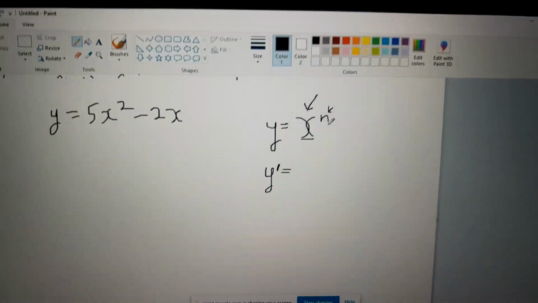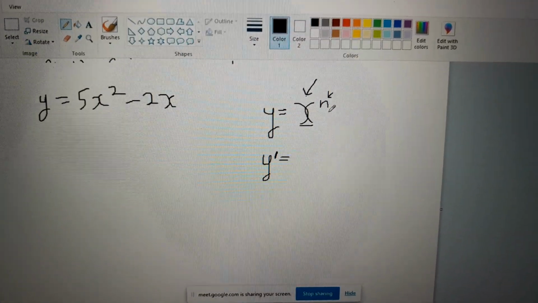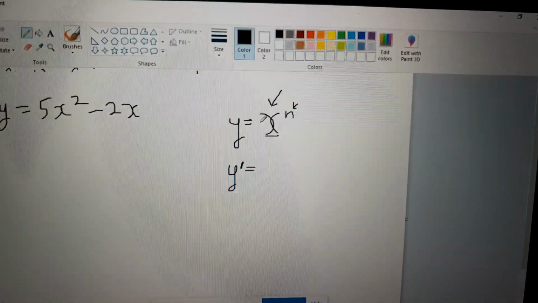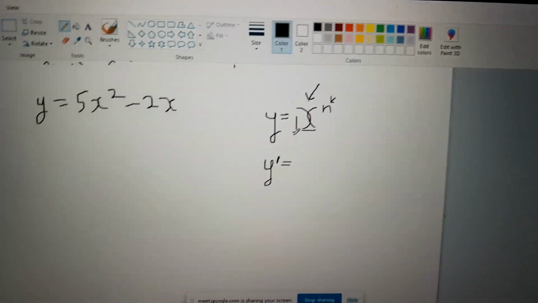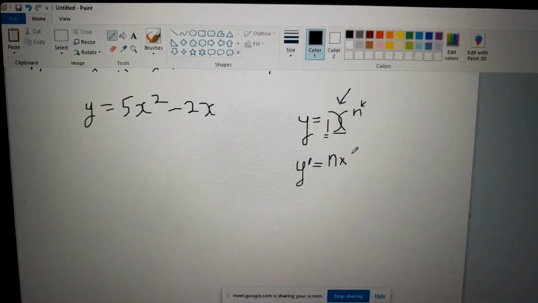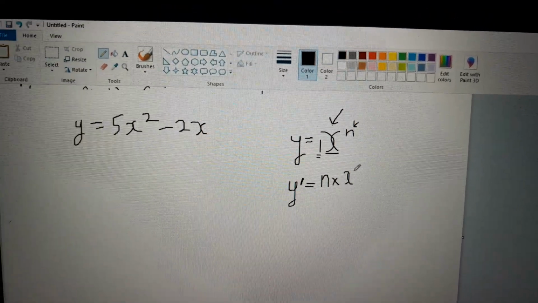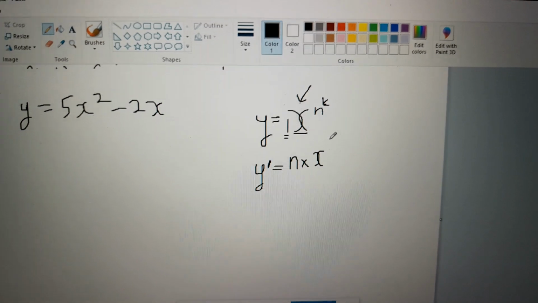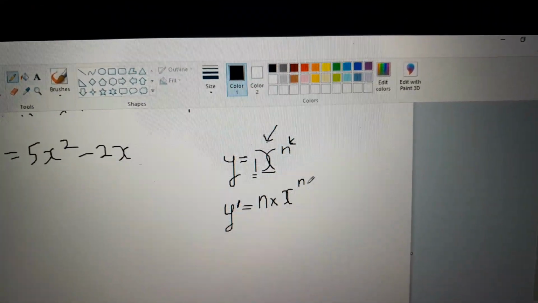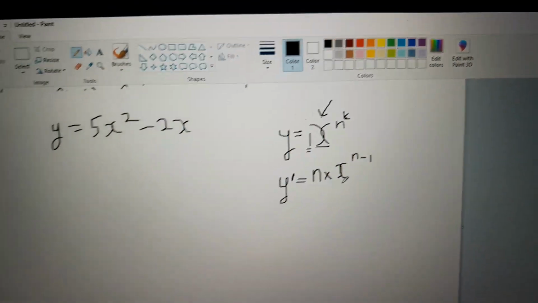Sir, I'm not sure, but do we take the n and multiply it by the base? Yeah, that's what we do. There's a coefficient here. We know the coefficient is 1. So it will be n times whatever the coefficient is, n times x, and then what happens to this n? So you have to minus 1 from the power. Yeah, we subtract 1. So this is basically what happens.